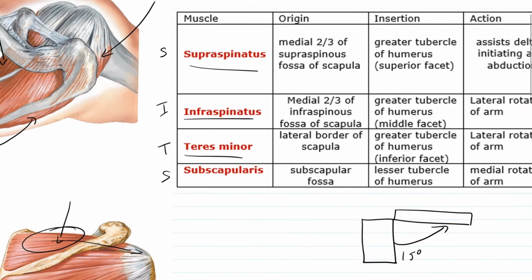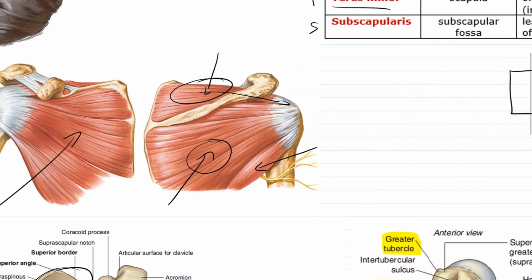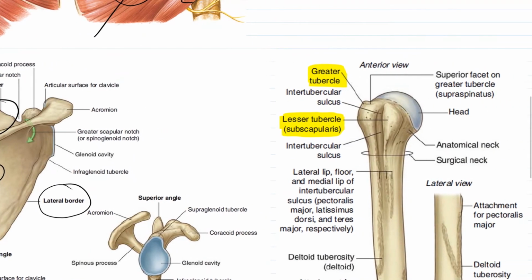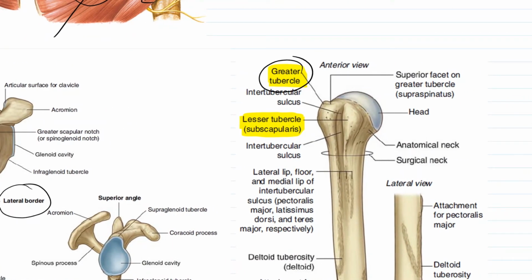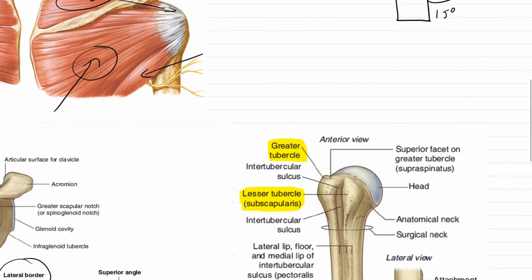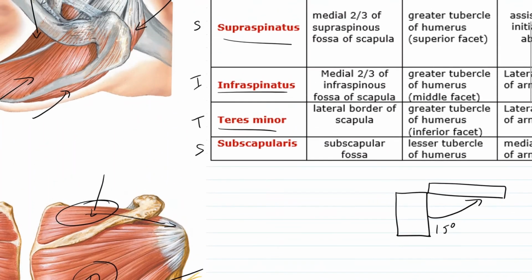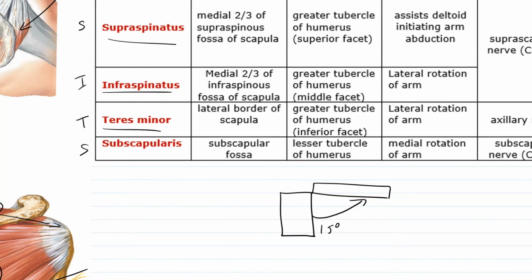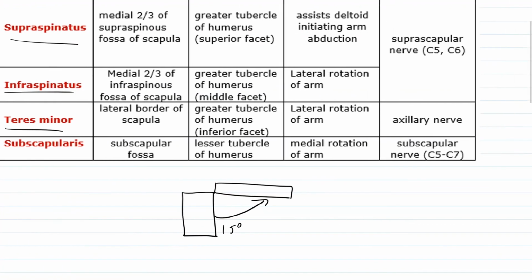Then we have the teres minor. The teres minor is a little bit different. Its origin is located at the lateral border of the scapula, but the insertion is the same, at the greater tubercle of the humerus. Its action is the same as the infraspinatus, so they share the same action, which is the lateral rotation of the arm. However, the innervation is different. It's the axillary nerve.